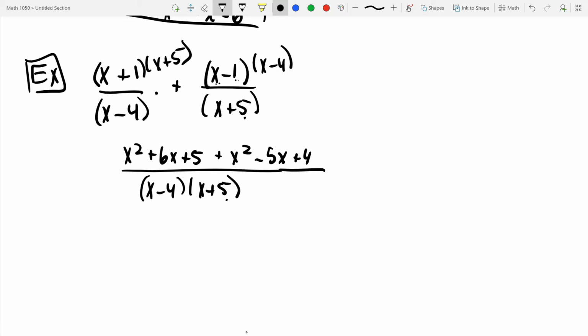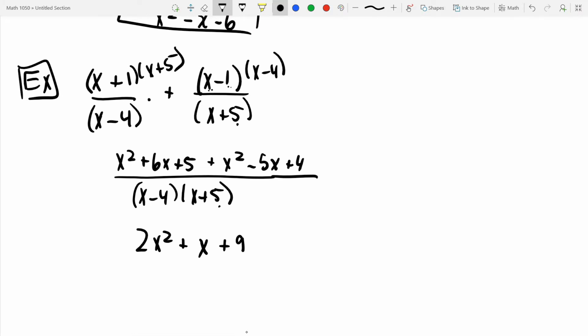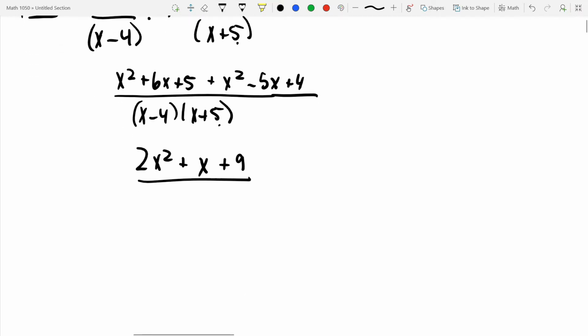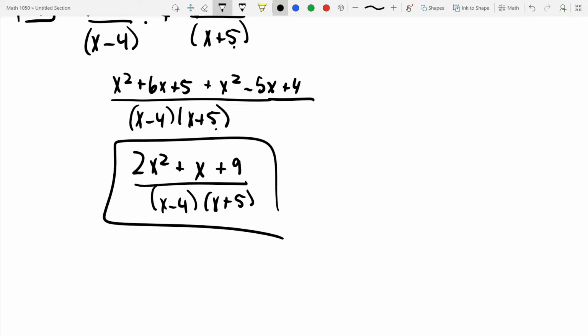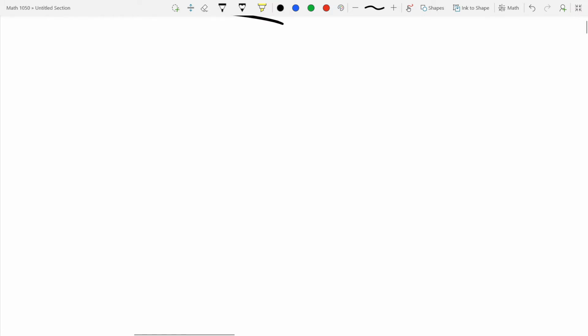And now I simplify the top: 2x to the second plus 1x plus 9 all over the bottom, which is x minus 4 times x plus 5. If they ask you to simplify, multiply the bottom out. Otherwise, you're done. Okay? All right, now this next one is kind of tricky.